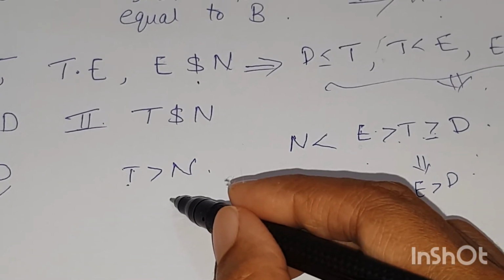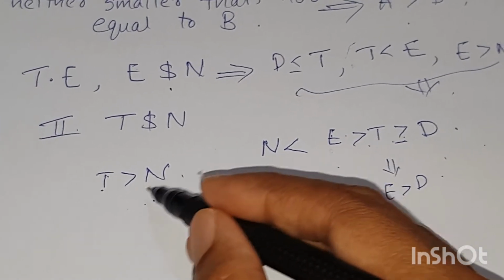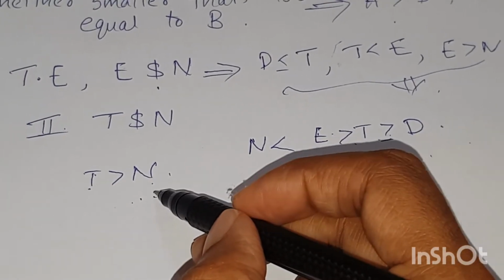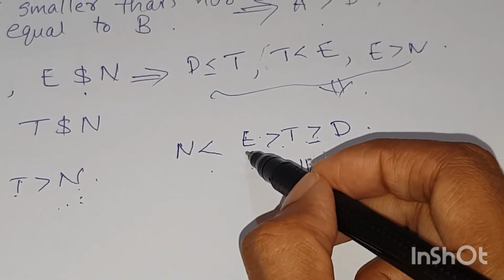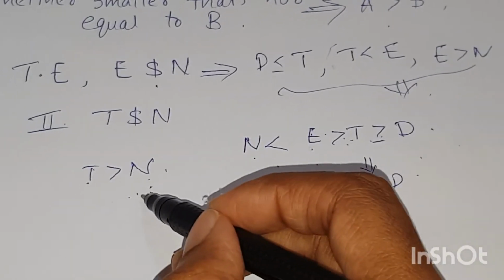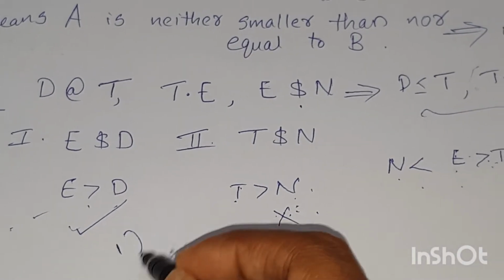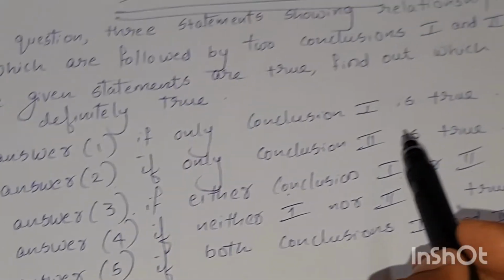Now going to the second conclusion. T is greater than N, or N is less than T. Is N less than T? N is less than E, but E is greater than T. There is no connection between N and T. So this is not true. So only conclusion 1 is true. So you have to mark answer 1 if only conclusion 1 is true.